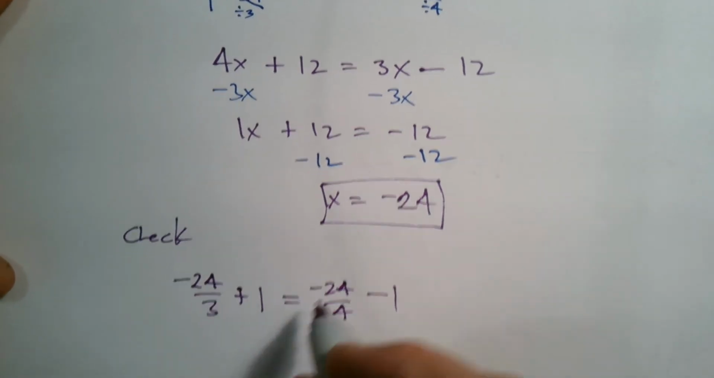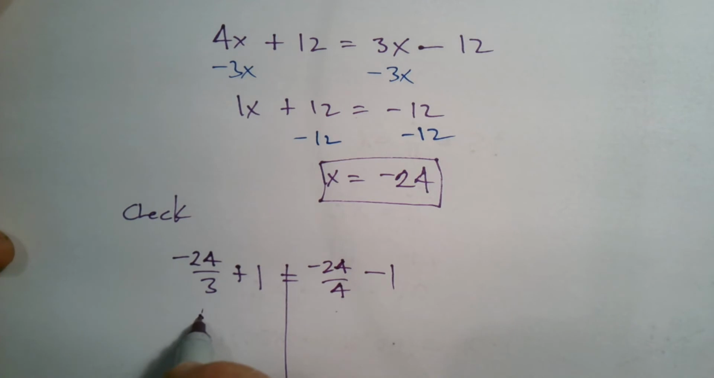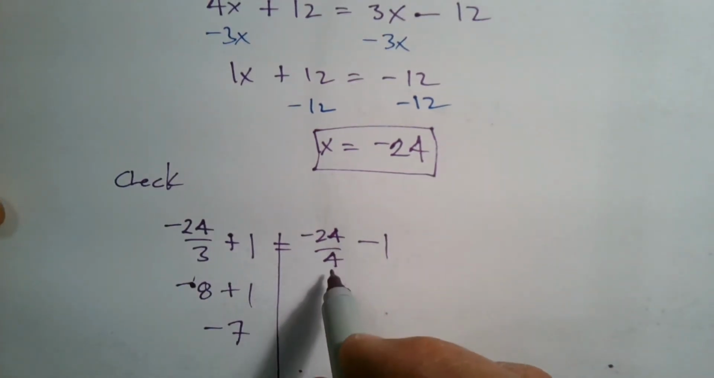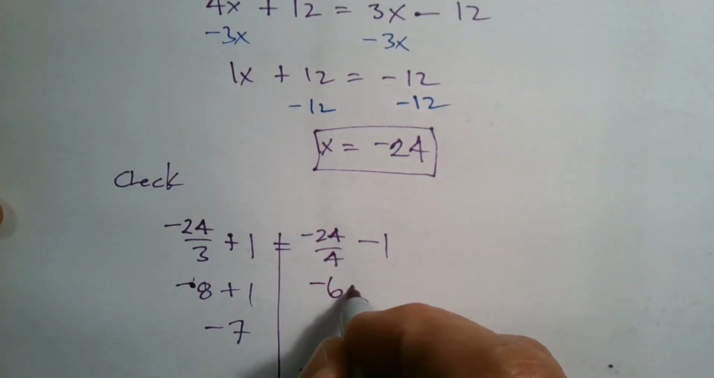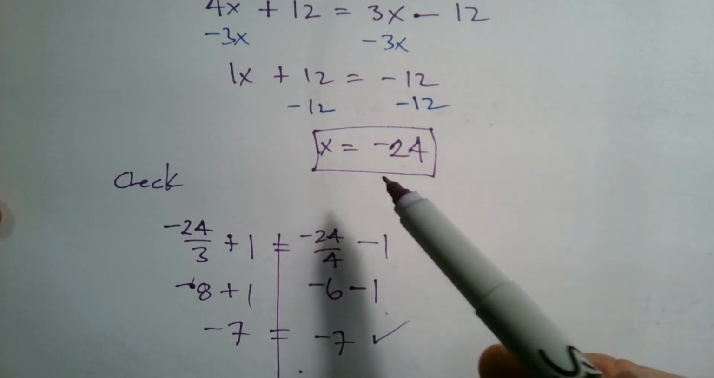Let's check it out. Negative 24 divided by 3 is negative 8. Negative 8 plus 1 is negative 7. Do I get a negative 7 over here as well? Negative 24 divided by 4 is negative 6. Negative 6 minus 1 is also negative 7. So it checks out. That's how you check your answer.